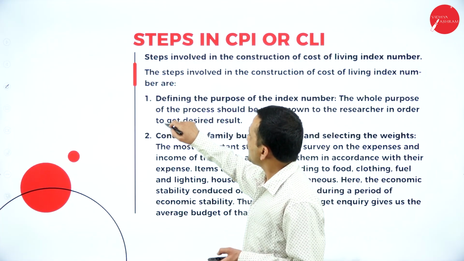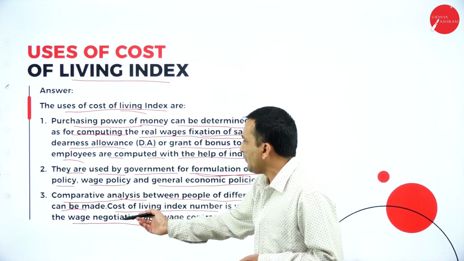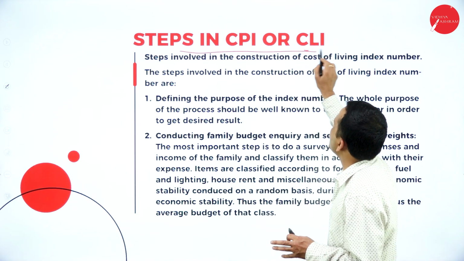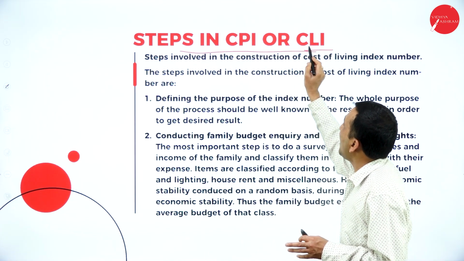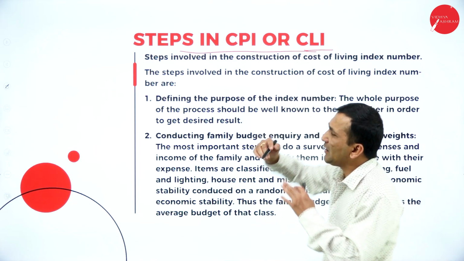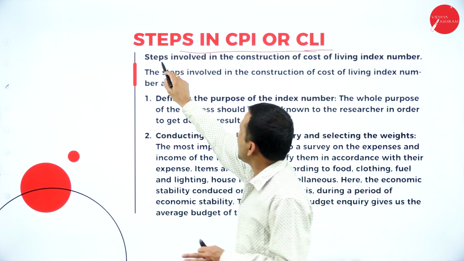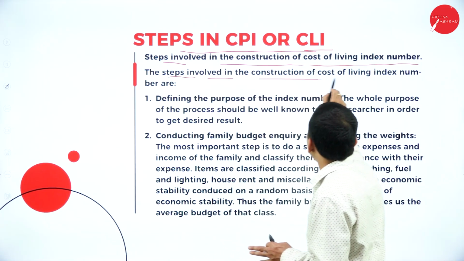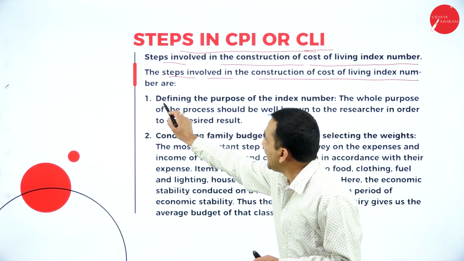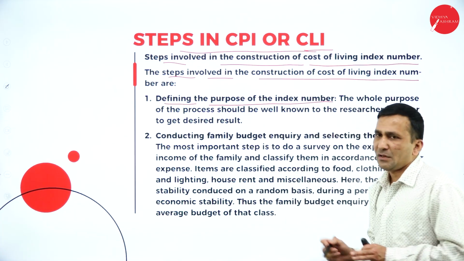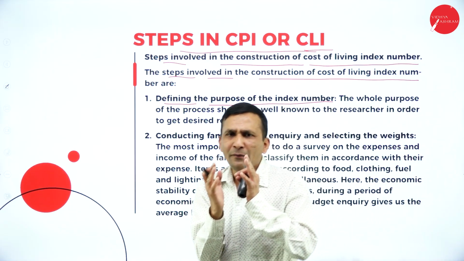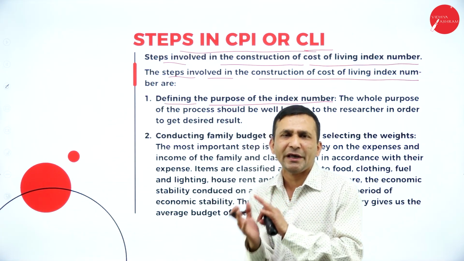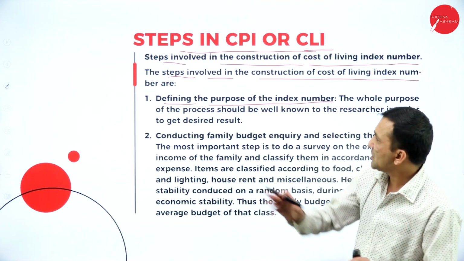Now, under steps: what are the steps? Here we studied only the three uses I have specified. So the steps in constructing the CPI or CLI, the cost of price index or cost of living index. What steps do we need to follow? The steps involved in the construction of the cost of living index number: the first one is defining the purpose of the index number. You need to define whether the purpose is related to price, quantity, wages, bonus, or dearness allowance.